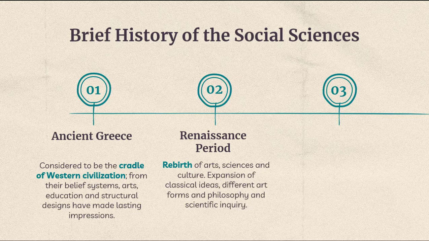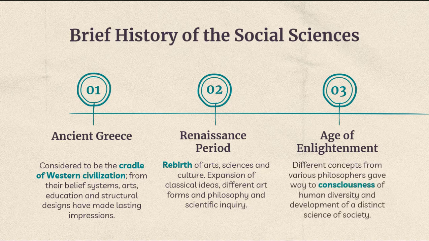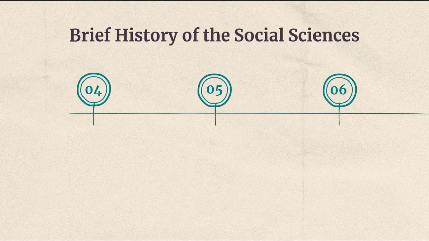In this period, expansion of classical ideas, different art forms, and philosophy and scientific inquiry have been greatly spread. Age of Enlightenment. Different concepts from various philosophers gave way to consciousness of human diversity and development of a distinct science of society.